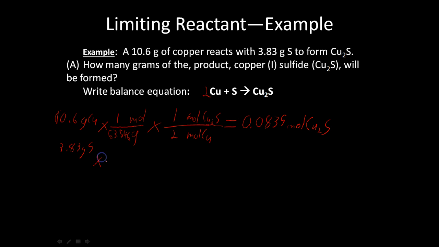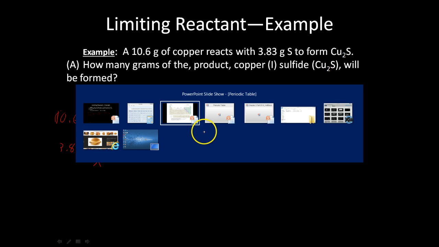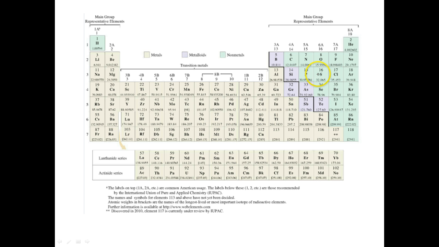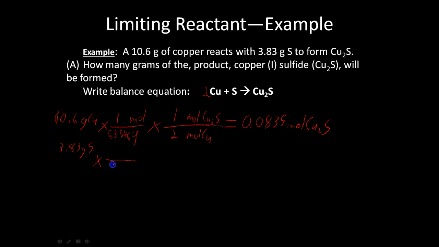Starting with the sulfur, we're going to do the same type of problem. First, we need the molar mass or atomic mass for sulfur. Going back to the periodic table, we see sulfur is 32.065 grams per 1 mole. Then we have to convert from sulfur to the copper 1 sulfide. So we see that it's a 1-to-1 ratio, so 1 mole of sulfur for 1 mole of copper 1 sulfide.